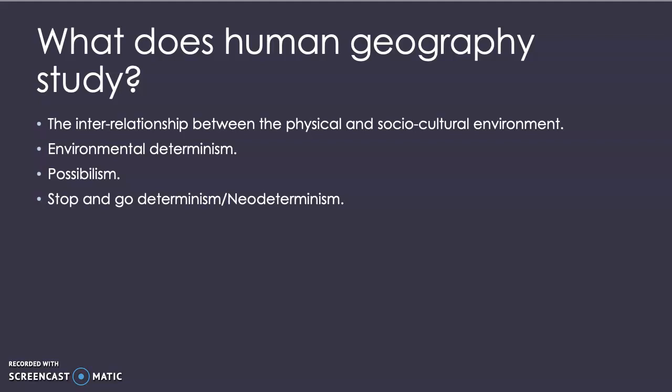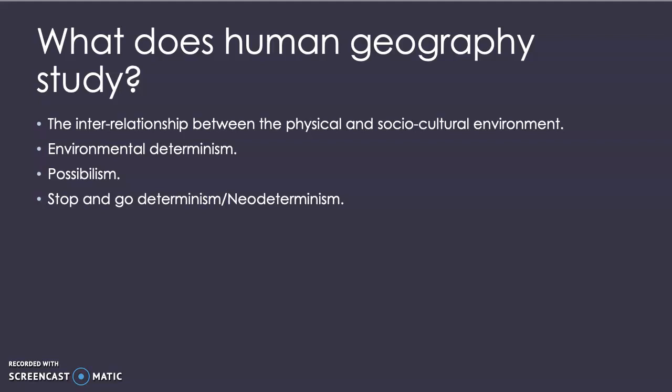So the next approach is stop and go determinism, which was developed by Australian geographer Griffith Taylor, where he said that a human can change the environment through various innovations and activities, but there is a limit. There is a limit to change by a human. The environment compels them to stop. So that's why it is termed as stop and go determinism.